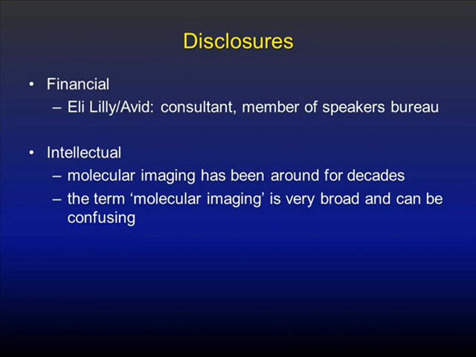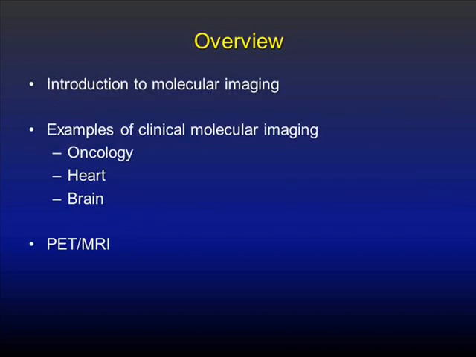So we'll give an introduction, and I'd like to give some examples of clinical molecular imaging. Some are actually in current practice, and some are on the horizon. We'll look at oncology, heart applications, brain applications, and if we have time, we'll talk a little bit about PET MRI. PET MRI is not a specific molecular imaging application, but it's a new technology that allows either sequential or simultaneous acquisition of PET data, which is a type of molecular imaging, with MRI, which you may be familiar with, which is more anatomy and physiology.